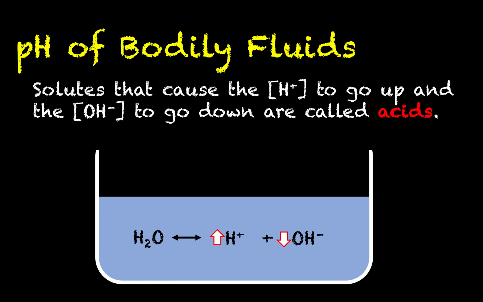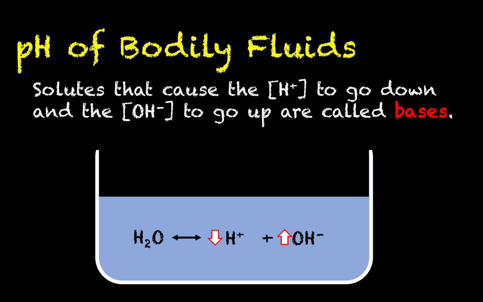So we define any solute that causes the hydrogen ion concentration to go up and the hydroxide ion concentration to go down, we call those acids. And then consequently, any solute that causes the opposite reaction to happen, being that hydrogen ions go down and hydroxide ions go up, these are called bases.